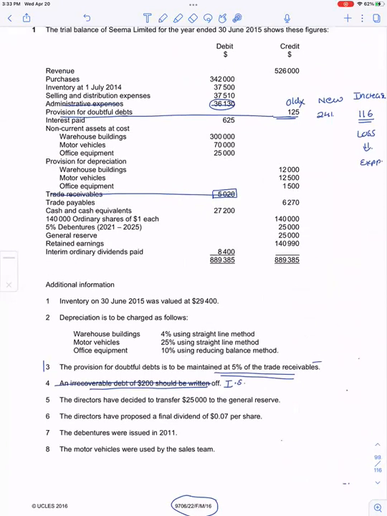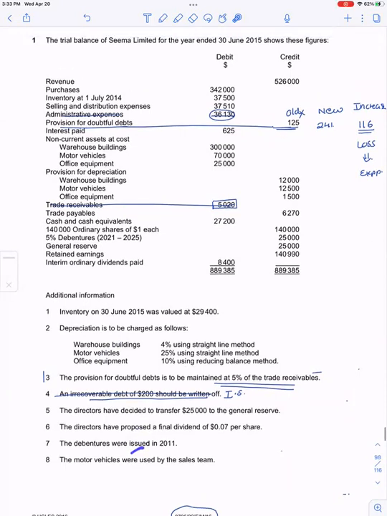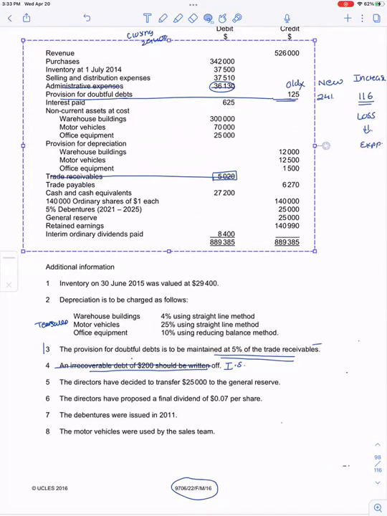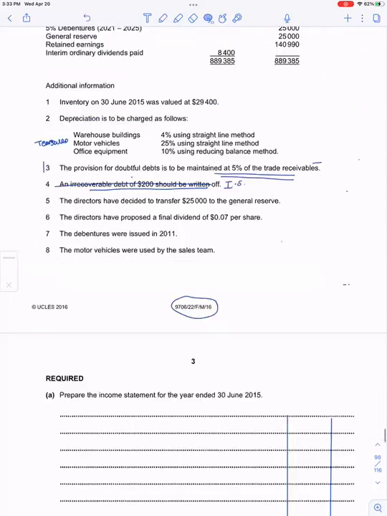Let's see the other adjustments. It is depreciation, transfer to reserves, proposed dividend. Debentures were issued in 2011. Motor vehicle was used by the sales team. Closing inventory is 29,400. So no problem, we will start doing this. I'll just take an image of this and we will start making the income statement.